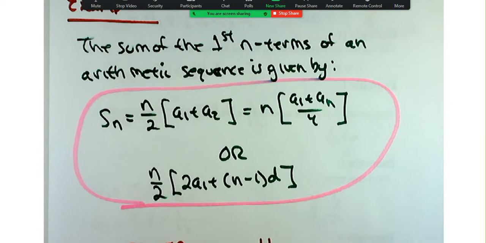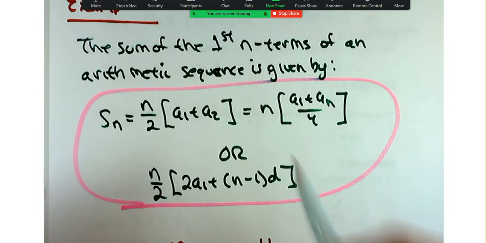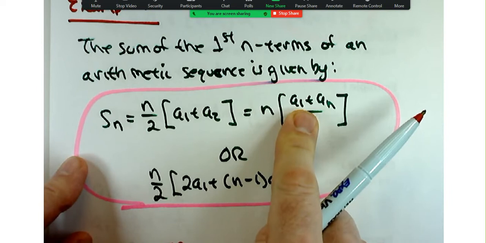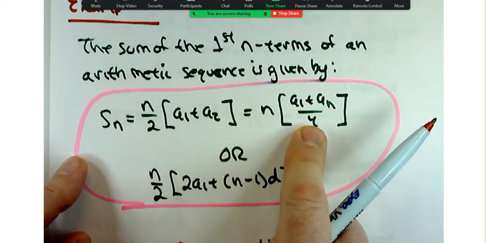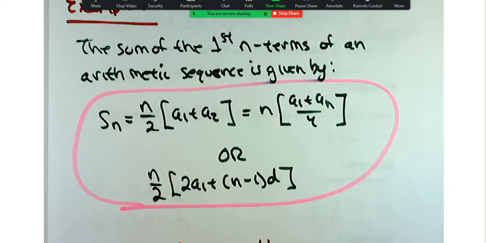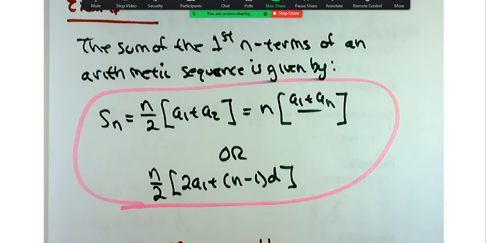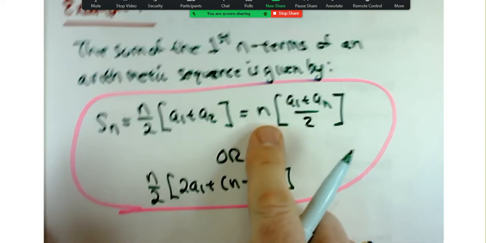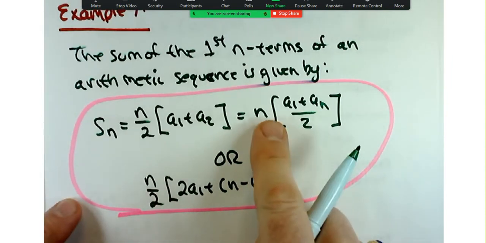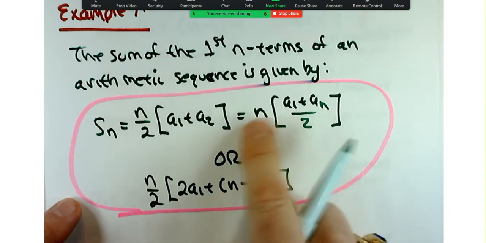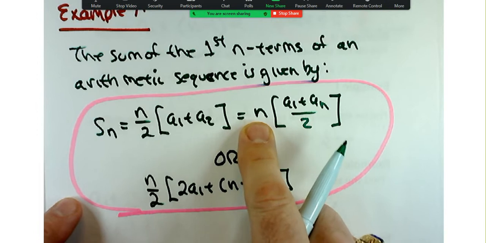Now, there's really two different formulas. This is just rewriting this one. I like this form better. That should be a 2 there in the denominator, not a 4. I like this form better because it shows you a little bit what's going on. If you want the sum of the first n terms of a sequence, you're going to average the first and last term and multiply by n. That's a nice way to think of it.